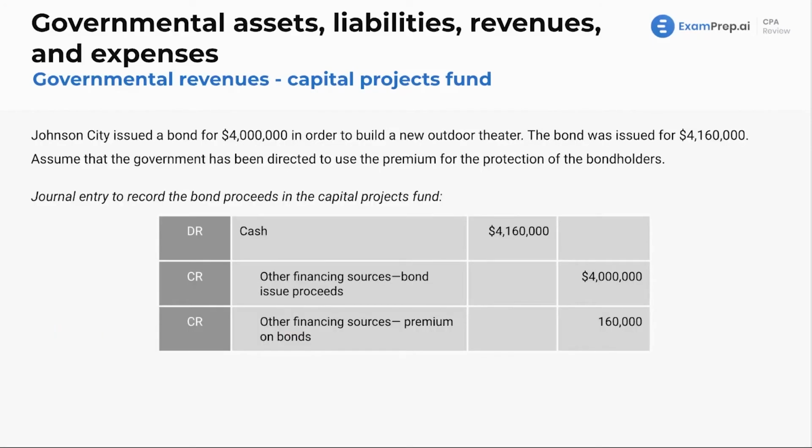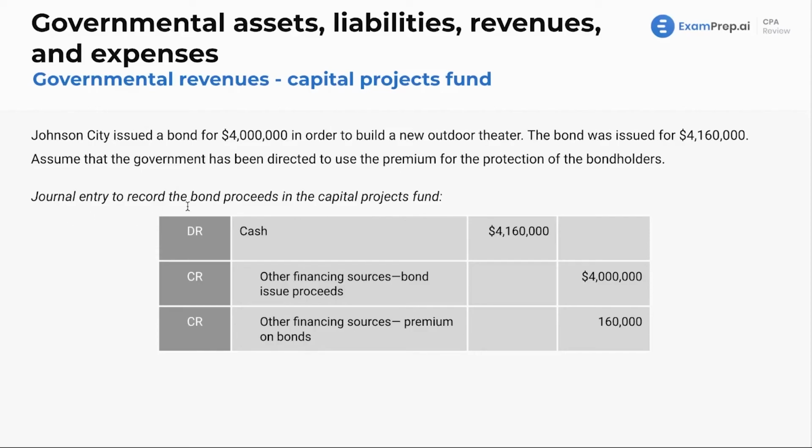All right. Well, now we have a little bit more in depth. Johnson City issued a bond for $4 million in order to build a new outdoor theater. The bond was issued for a little bit more than $4 million, maybe a lot, $4,160,000. Assume that the government has been directed to use the premium for the protection of the bondholders. And if you're asking why this is higher than that 4 million, well, I advise you to go visit our bond section, looking more into discounts and premiums.